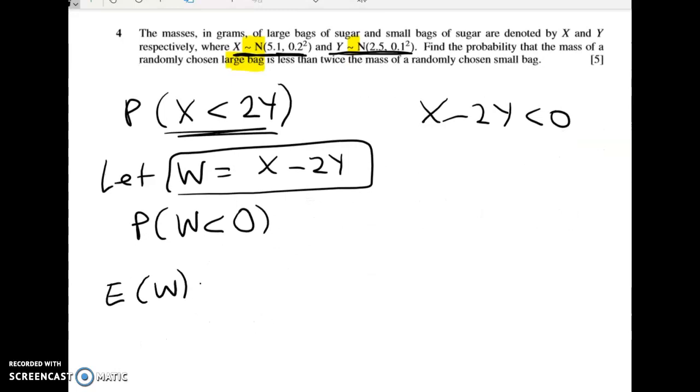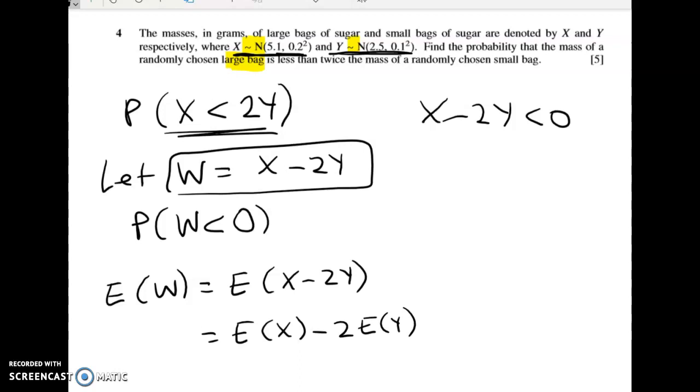So E of w is equal to E of x minus 2y, which is E of x minus 2E of y, and that gives me 5.1 minus 2 times 2.5, which equals 0.1.